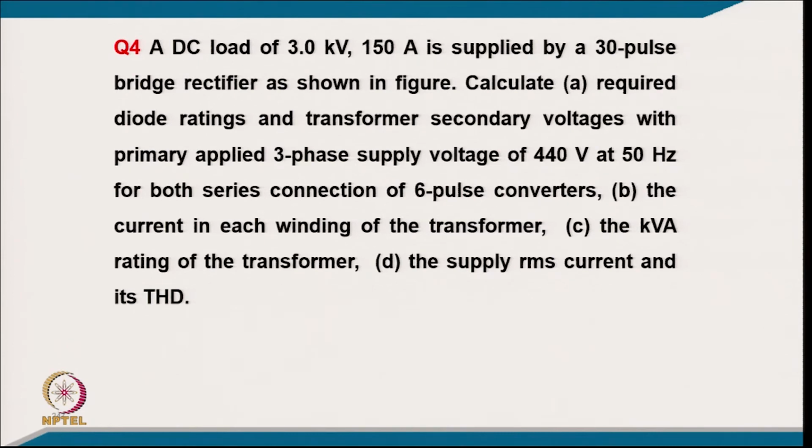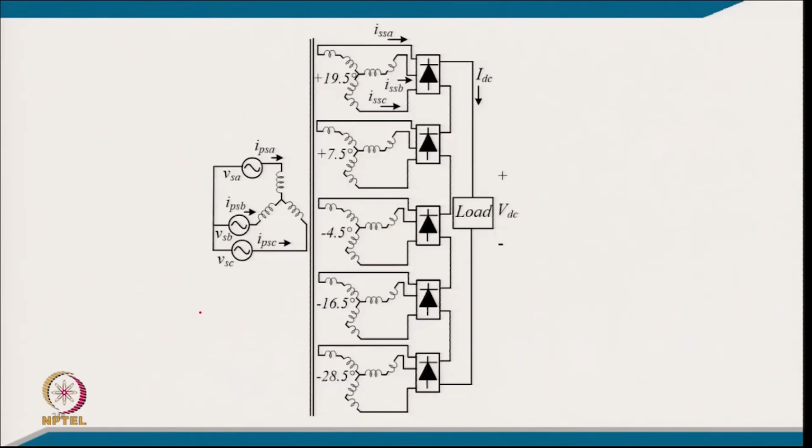Now, coming to example 4, a DC load of 3 kilovolt 150 ampere is supplied by a 30 pulse bridge rectifier as shown in the figure. Calculate the required diode rating and transformer secondary voltage with the primary 3 phase voltage of 440 volt at 50 hertz, for series connected 6 pulse converters, and also the current rating in each winding of the transformer, kVA rating of the transformer, supply current, RMS current, and the THD. This is for 30 pulse, you have 5 converters of 6 pulse each.